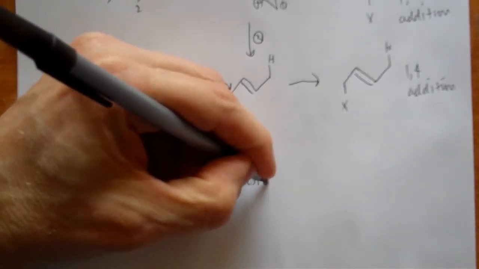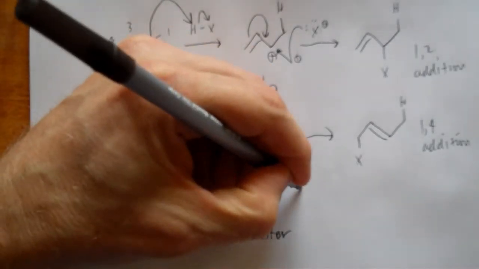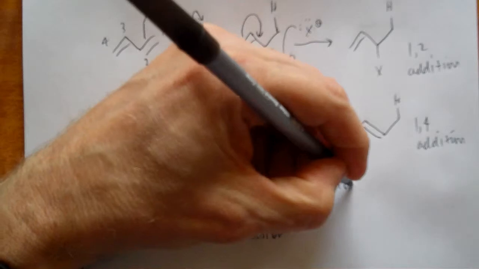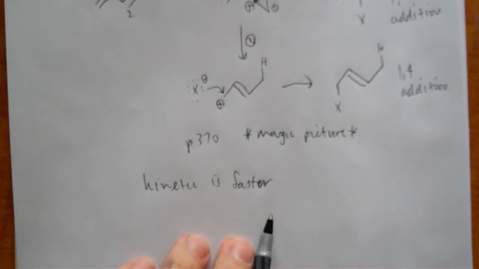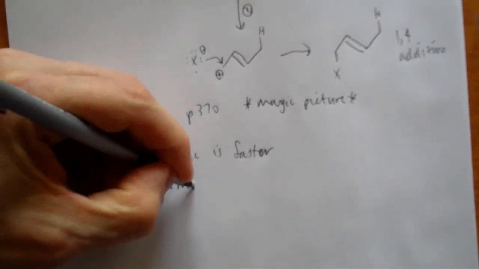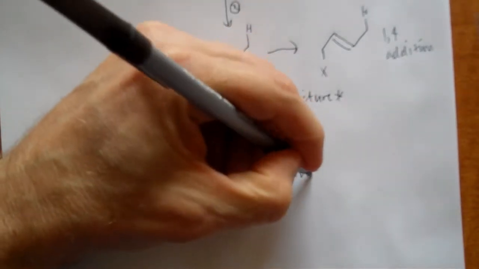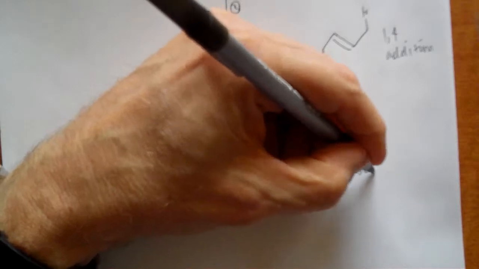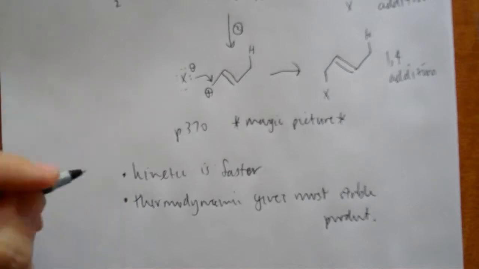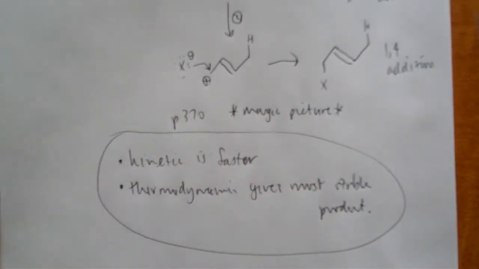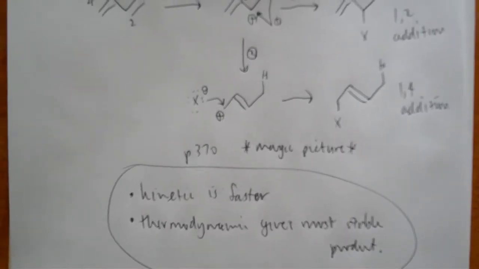But I'm going to let you prove it to yourself by looking at that magic picture on page 370. The magic picture, as my wife would say. The magic picture. Kinetic is faster, and thermodynamic gives the most stable product. Okay? Kinetic is faster. Thermodynamic gives the most stable product. That's really the whole explanation for why something is kinetically controlled or thermodynamically controlled.